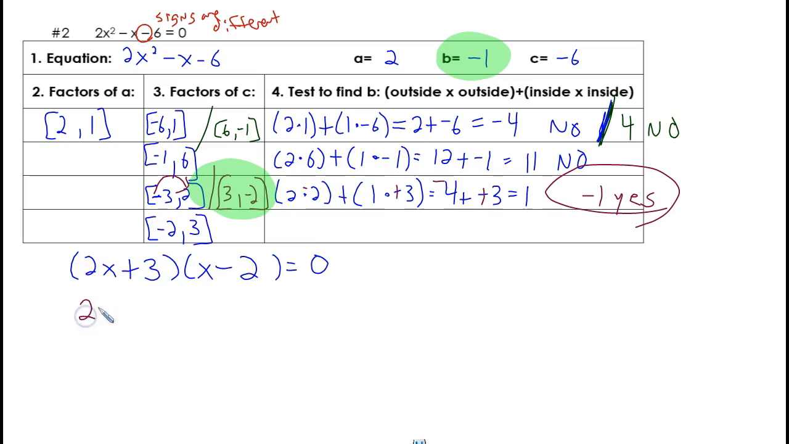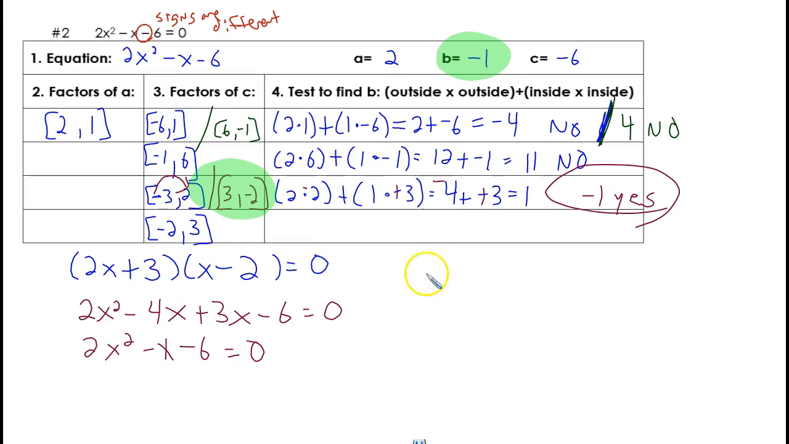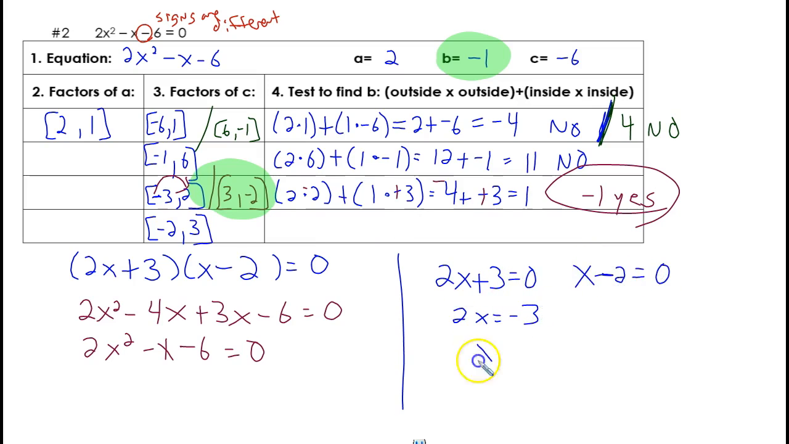And just to be thorough and check our answer, make sure we got it right, we're going to FOIL this out to get 2x squared minus 4x plus 3x minus 6 equal to 0. We'll combine those like terms in the middle to get 2x squared minus x minus 6 equals 0. 2x squared minus x minus 6 is what I started with. It worked, so I know that my factors are correct. These factors, 2x plus 3 and x minus 2, are correct. I'm going to take those two factors and use the zero product property and set each one of them equal to 0. So subtract 3, divide by 2, add 2.